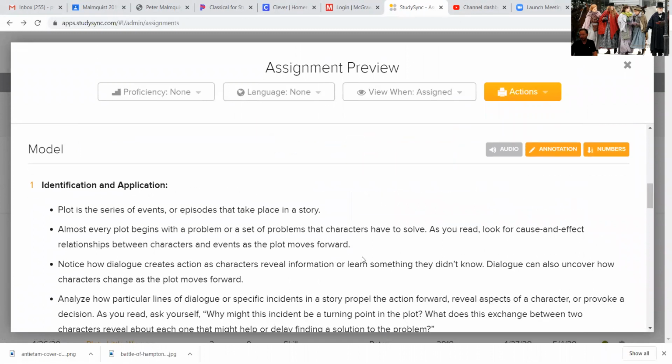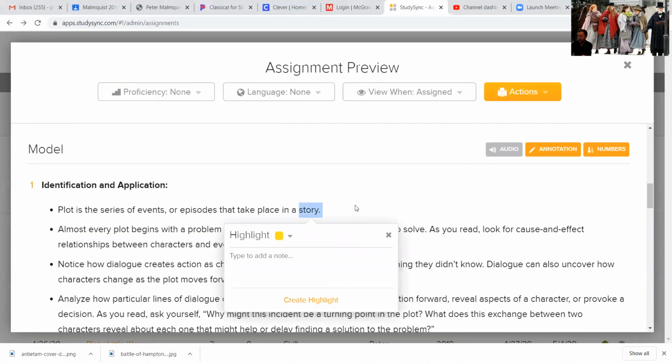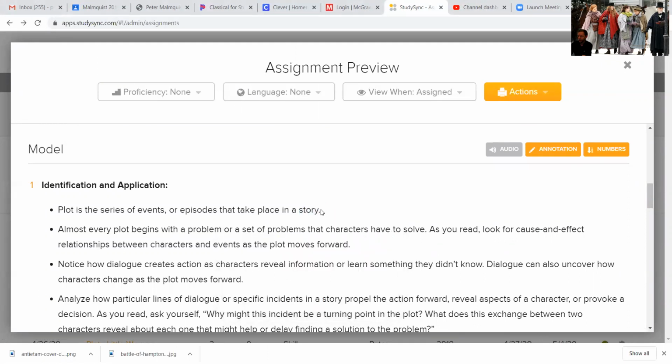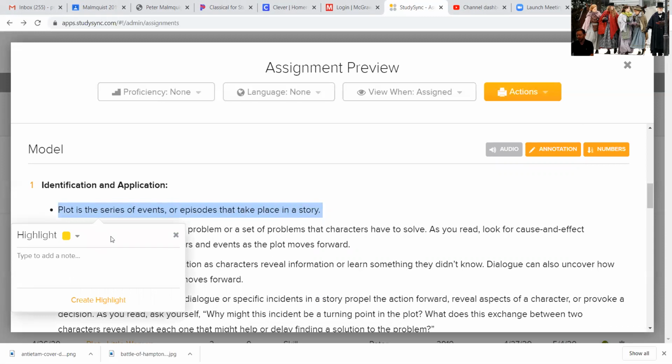And then we have the audio. So we have plot is the series of events or episodes that take place in a story. Let's go ahead and annotate that, you guys. Going to annotate this first one just because it gives us what the definition of the plot is. I'm going to put a note here: this is what the plot is. So the plot, again, is a series of events or episodes that take place in a story.